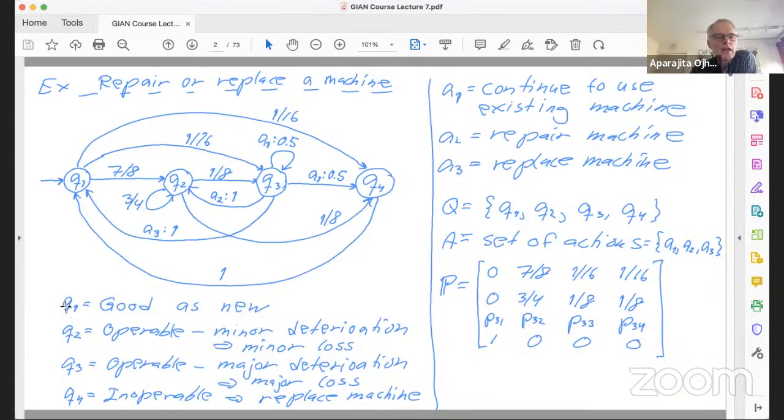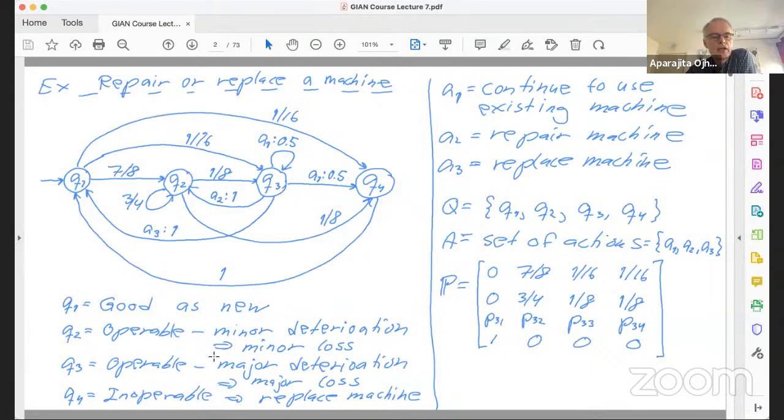Okay, so the idea here is that from the beginning we assume that we have a machine, for simplicity I call it from now machine, that is in the state Q1, which means that it is as good as a new machine from the beginning. Then we have the other states here, and Q2 follows, going from Q1 to Q2 with probability 7 divided by 8. And that is that it's operable, but with minor deterioration, minor loss.